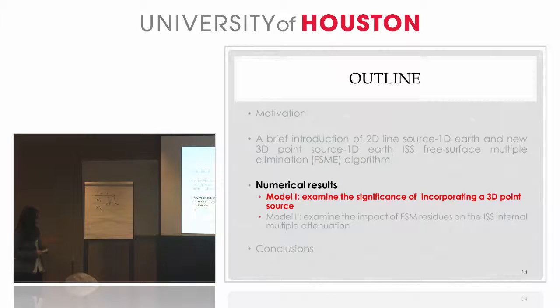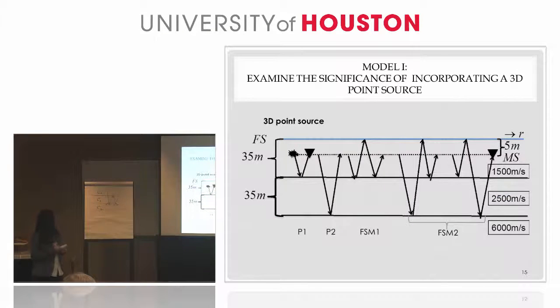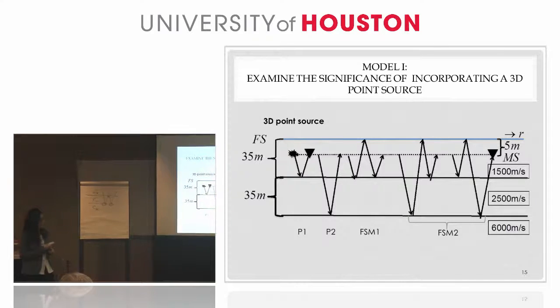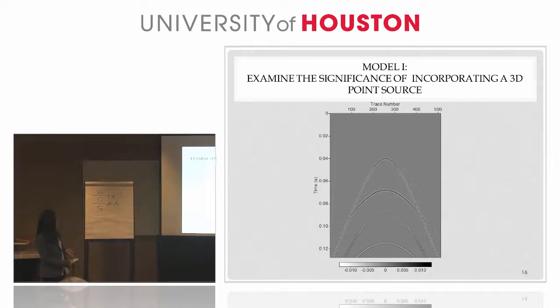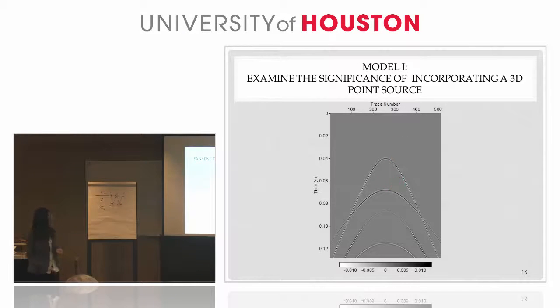First, I will give two numerical results. The first numerical result, in this model 1, we will examine the significance of incorporating a 3D point source for 3D point source data. In this model, we generate the synthetic data using the reflectivity method. And please notice that the source here is a 3D point source. You will see our data here only contains two primaries and two free surface multiples without ghost and the reference wave, which means this data set satisfies the prerequisites of the free surface multiple elimination algorithm.